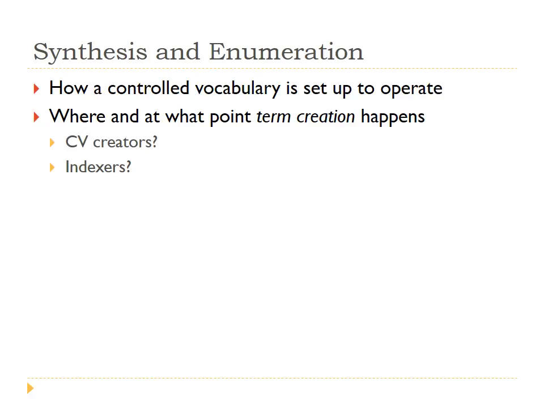Finally, we're going to talk about enumeration and synthesis. And this is about how a vocabulary is set up to operate. And this means sort of where and at what point the creation of terms actually happens. Does it happen with the CV creators? I know this sounds a little counterintuitive, but just hang on for a second. Do the CV creators create and list out every specific term you can use? Or do the CV creators come up with a list of terms from which indexers can then create more specific terms? We'll talk about some examples.